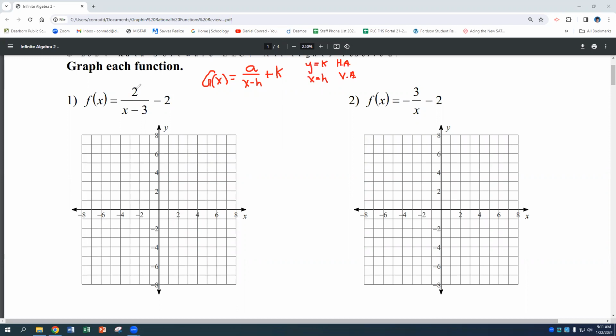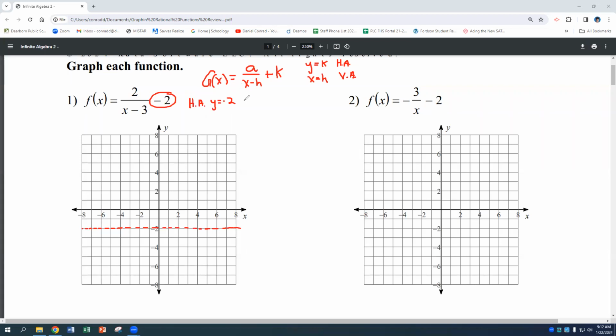Okay, so in the first one here, we have a -2, so our horizontal asymptote is going to be y equals -2, which means on the y-axis at -2, I'm going to draw a dashed line, because that is my horizontal asymptote.